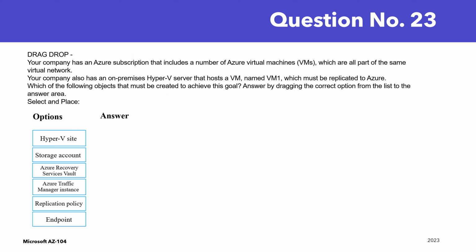Drag and drop. Your company has an Azure subscription that includes a number of Azure virtual machines, VMs, which are all part of the same virtual network. Your company also has an on-premises Hyper-V server that hosts a VM, named VM1, which must be replicated to Azure. Which of the following objects must be created to achieve this goal? Answer by dragging the correct option from the list to the answer area. Select and place. Answer: Hyper-V site, Azure Recovery Services Vault, Replication policy.